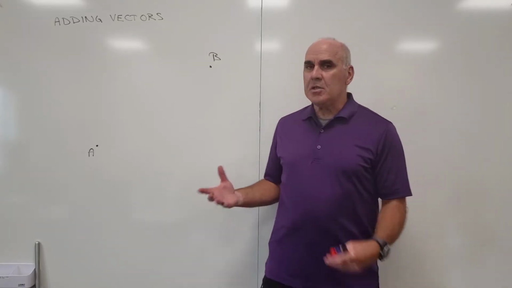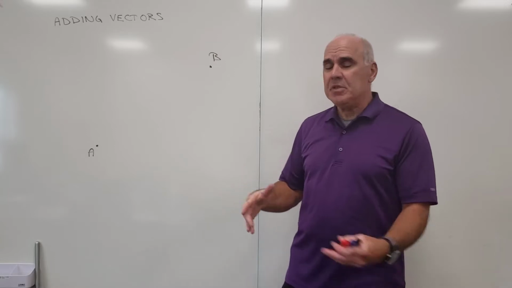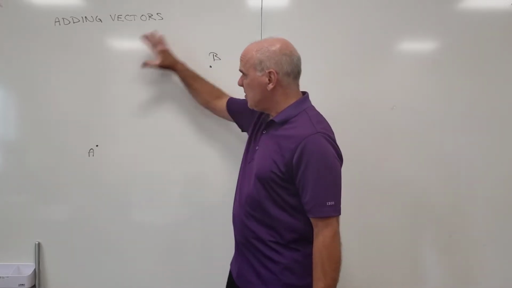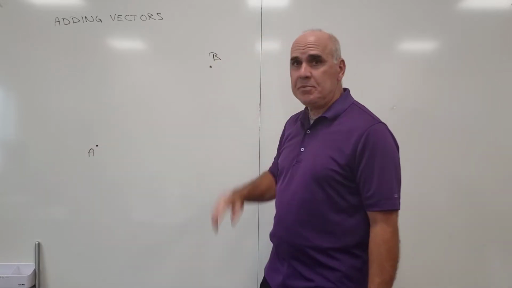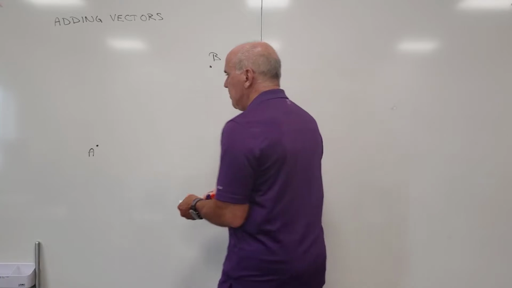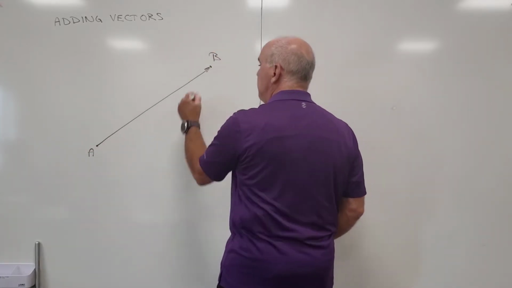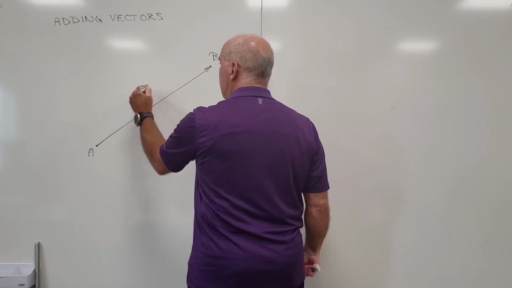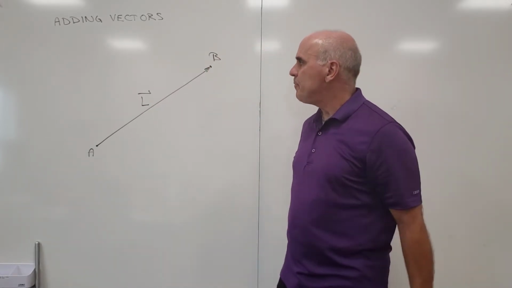Welcome back. Let's talk a little bit more about adding vectors, and what we're going to do is go hiking. Let's just assume this is kind of like a map. I'm going to start at some point A and I want to hike to some point B. When we did this in the last video, all I did was follow this path from A to B, and I called that vector L. I also called it R sub AB, but let's just go with L for now.